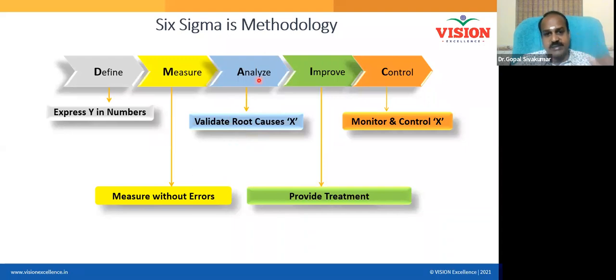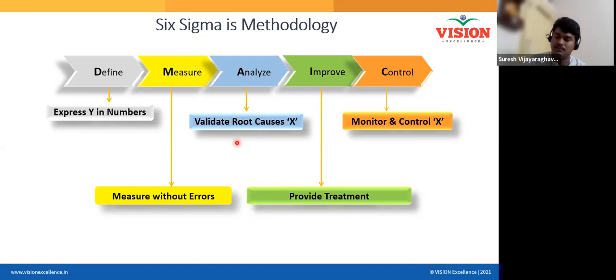You should be able to analyze and identify the root cause as well as validate the root cause. See, is identification alone enough? Imagine you have seen a crime happen on a highway. You have found the criminal also. You are producing him in the court. Do you think the judge will hang him the next day?